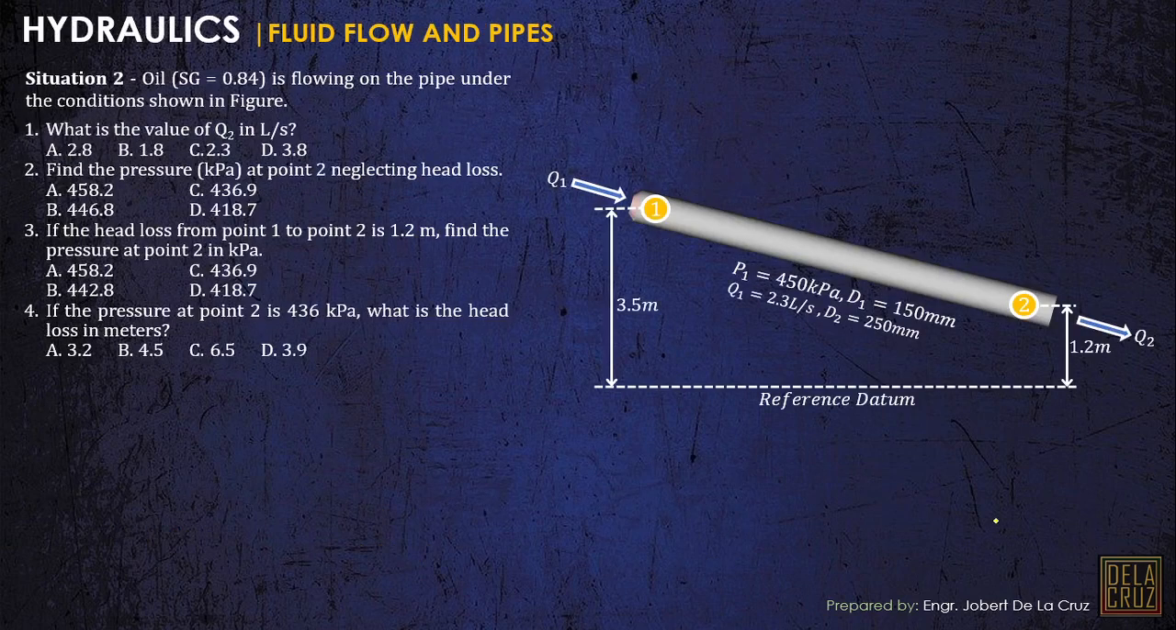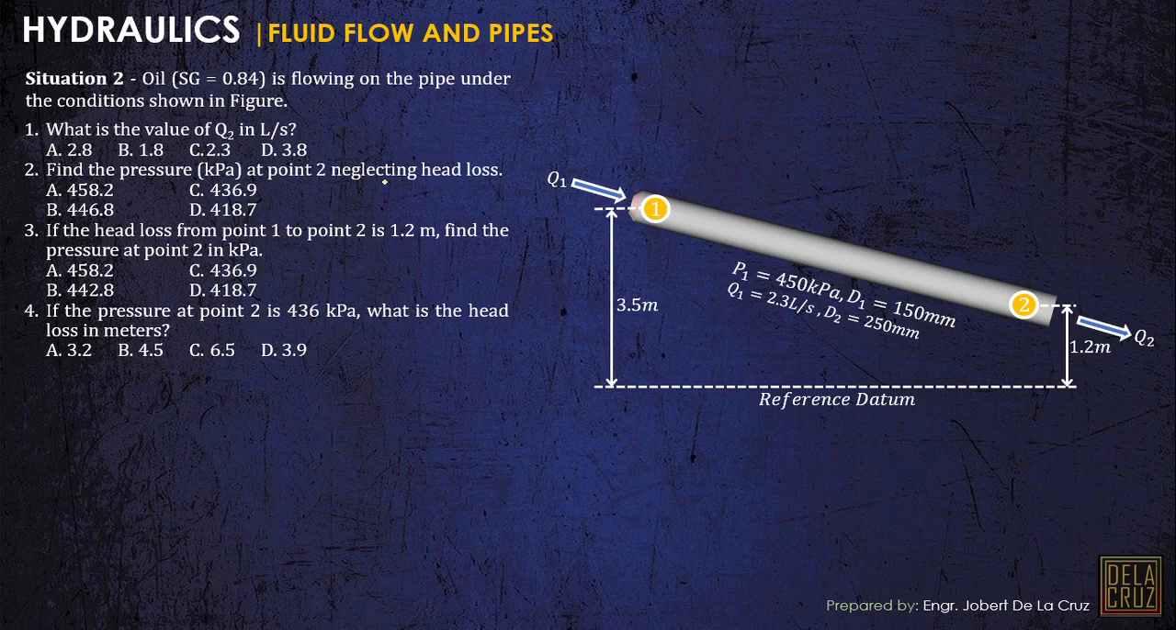Situation 2. The oil is flowing in the pipe under the conditions shown. In this figure, we have the reference datum, and the elevations at point 1 and point 2 are 3.5 and 1.2 meters. The given are the pressure at point 1, 450, and the discharge at point 1, 2.3 liters per second. We have the diameter at point 1 and the diameter at point 2. What is the value of Q2 in liters per second?